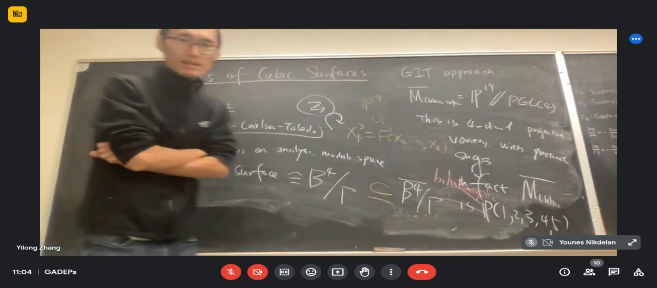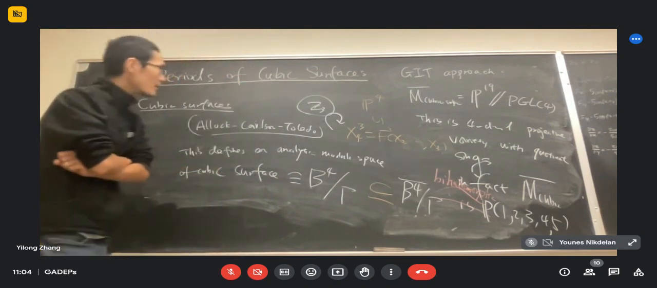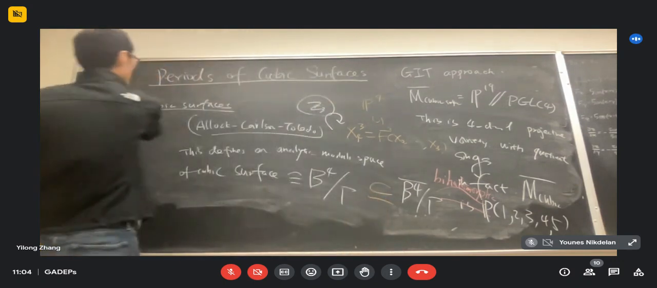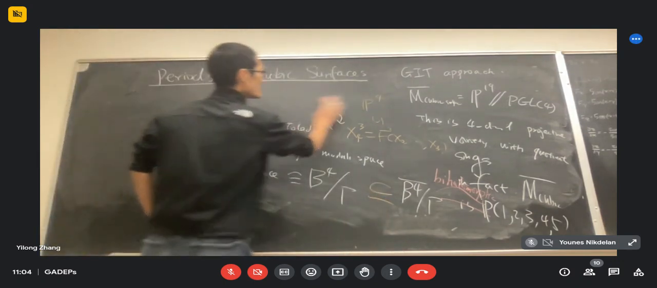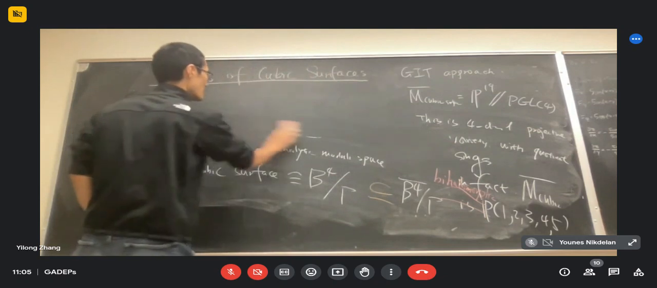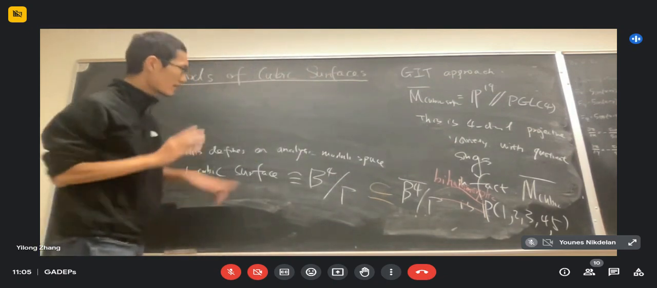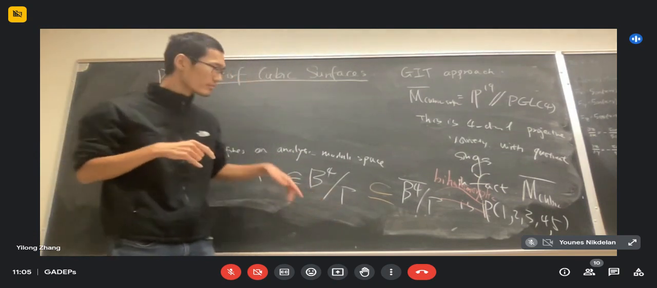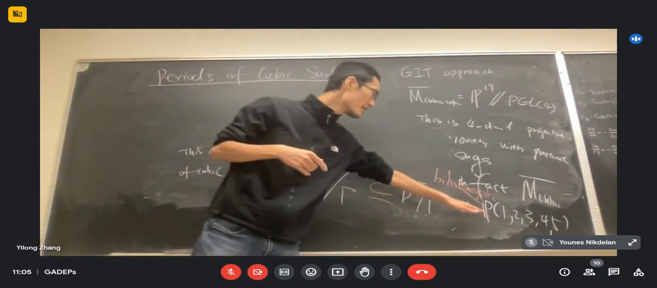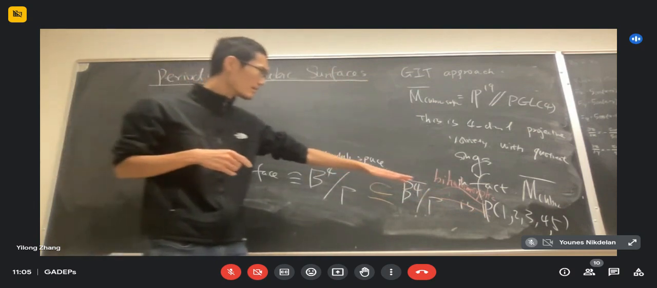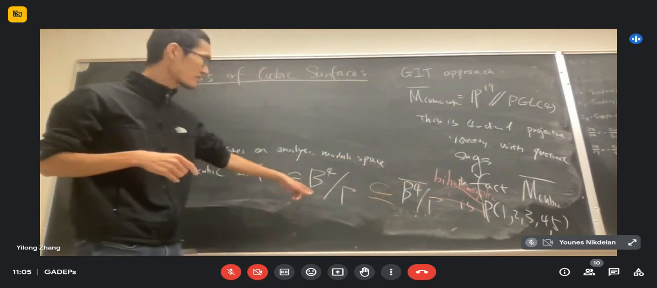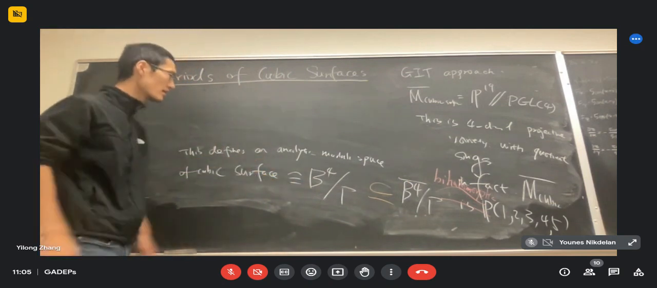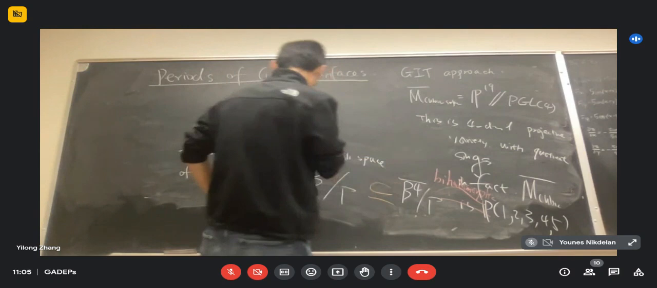Okay, so next I want to, in our research, actually both descriptions are used. So we have to use both this GIT interpretation as well as this Baily-Borel interpretation. So this is actually quite subtle. So we have to use both descriptions.